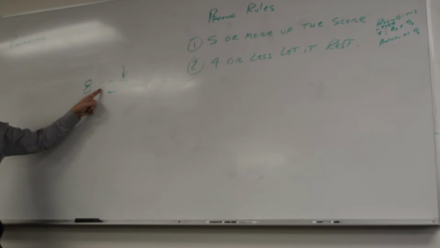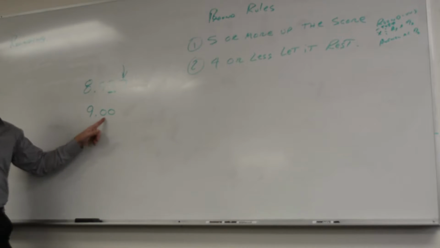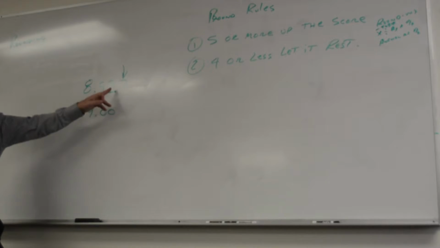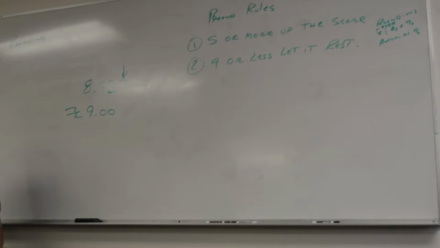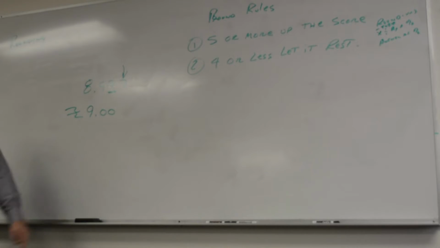So this goes to 0, this goes up 1. You can't change this to 10. So it goes to 9.00. It's still rounded off to the hundredths. So in a case where you have 9 or more in this column, you have to keep going to the left until you can add that 1. So 8.997, if you round it to the hundredths, gets rounded to 9.00. Does that make sense?